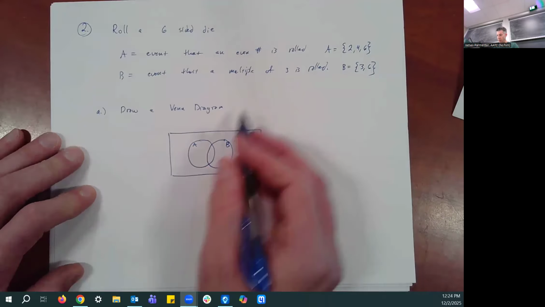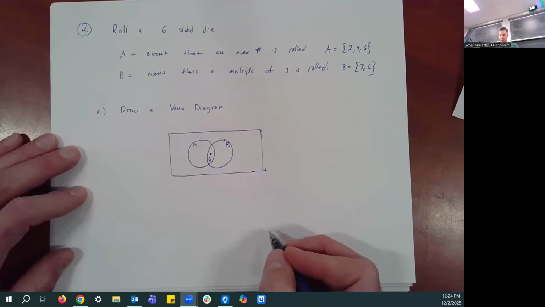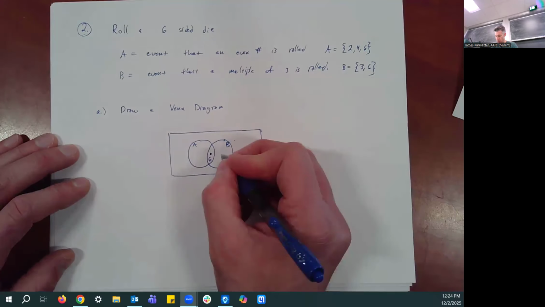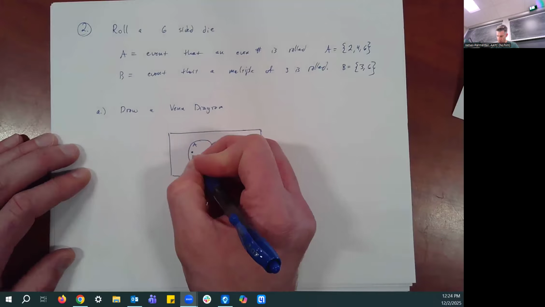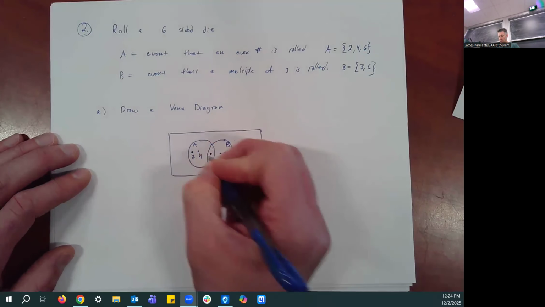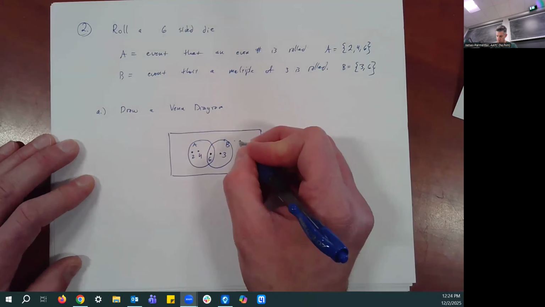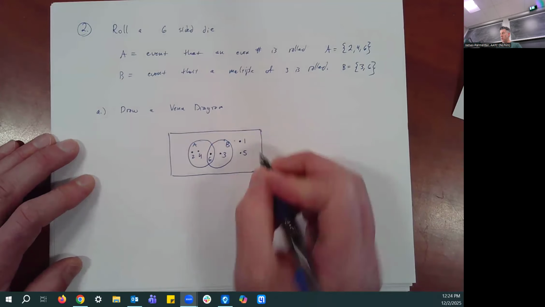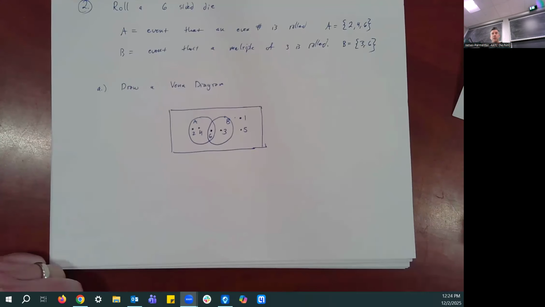So in the overlap, we have 6. So 6 is common to both A and B. And then we also have 3 in B, but not in A. And we have 2 and 4 that are in A and not in B. And then outside of A or B, we still have the 1 and 5. So those are all 6 possible outcomes. You can roll a 1, 2, 3, 4, 5, or 6. And each of those probabilities is equally likely.